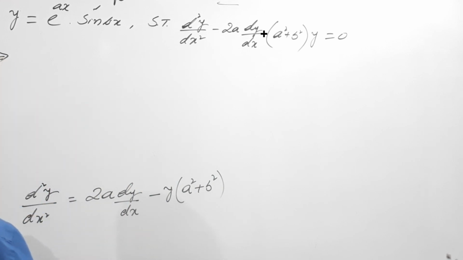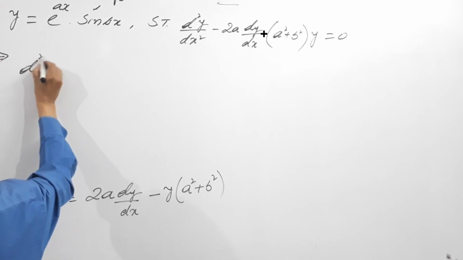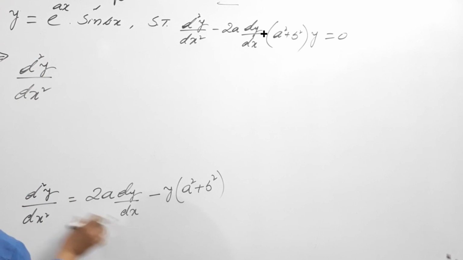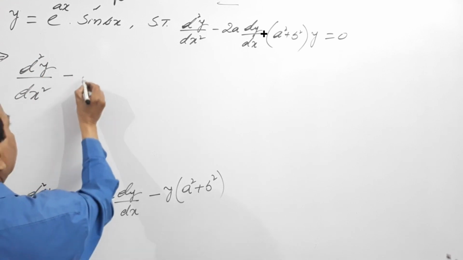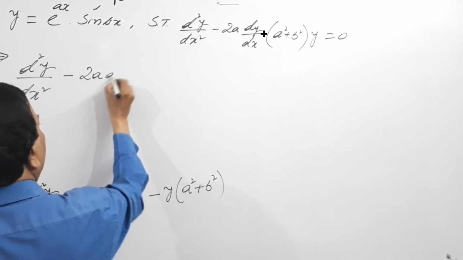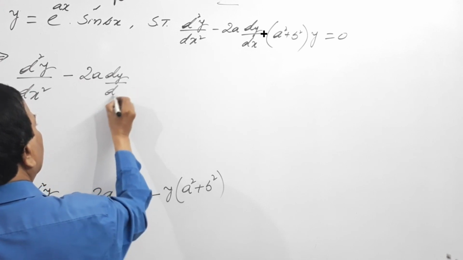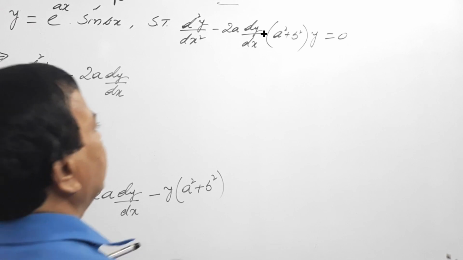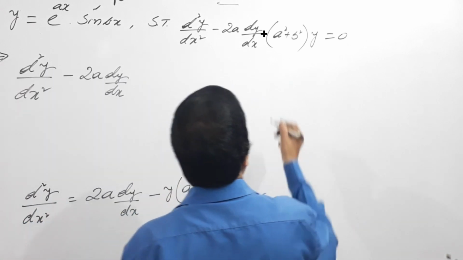That is d square y by dx square. If you bring it to the left hand side, what happens? It becomes minus 2a dy by dx. This minus becomes, dear students, make a correction here.